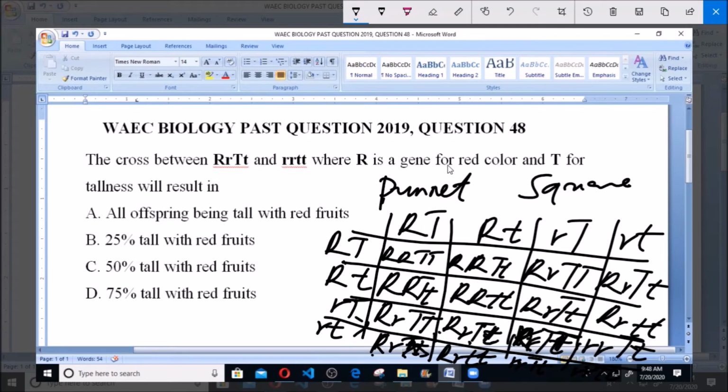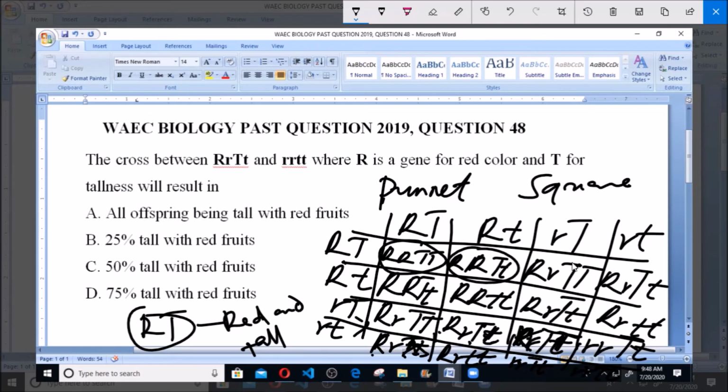Where R is a gene for red color and T is a gene for tallness. Wherever you see capital R and capital T, you know that the organism is red and tall at the same time. So now they're asking for the organisms that are tall with red fruits at the same time. So you are looking for a particular gene that contains capital R and capital T. So we begin to count them. You have one here. It has capital R and small t, capital R and small t, capital R and small t, capital R and small t here.